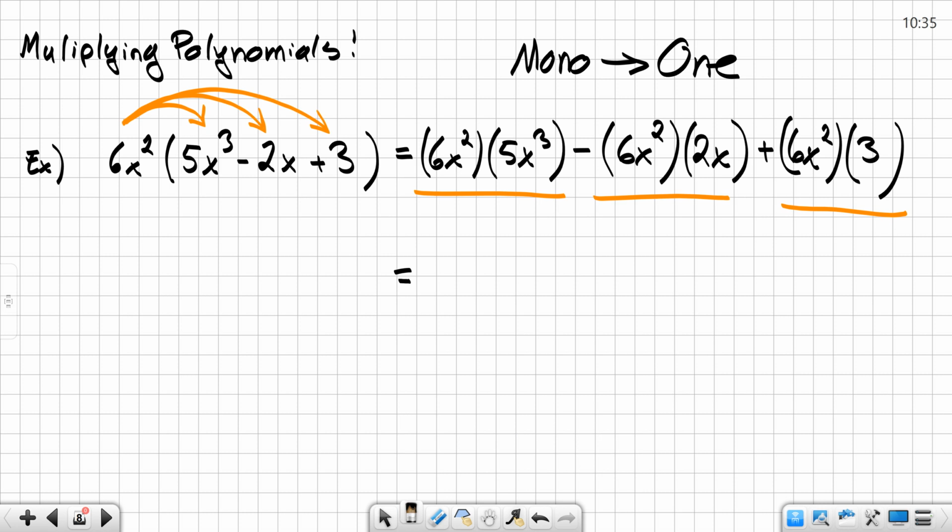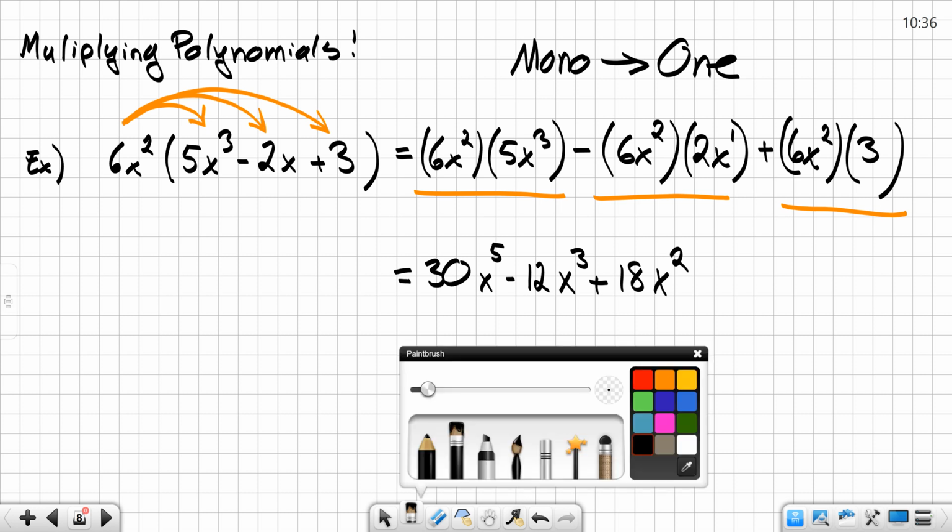6x squared times 5x cubed is 6 times 5. That will be 30. X squared times x to the third, I have to add my exponents. I get x to the fifth. Negative 6 times 2 is a negative 12 times x raised to the 2. Think about it as if there is an x to the 1. So 2 plus 1, I have 3. Plus 3 times 6x squared, that will be 18x squared.